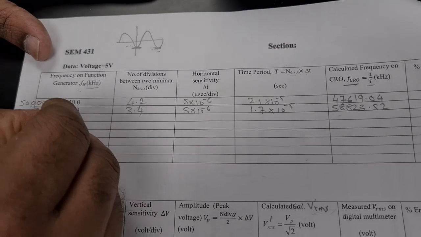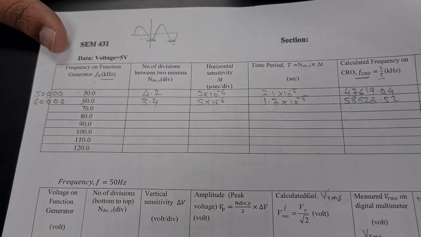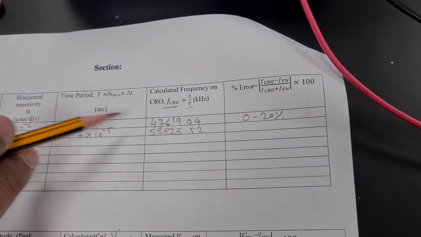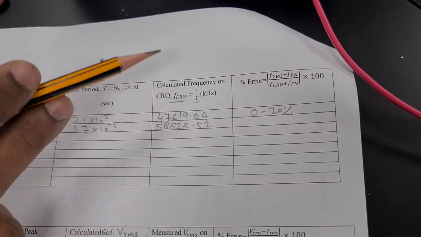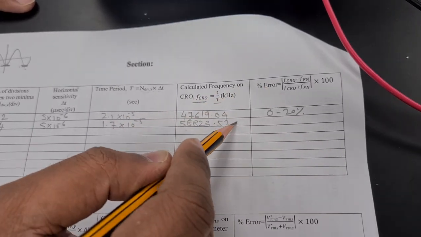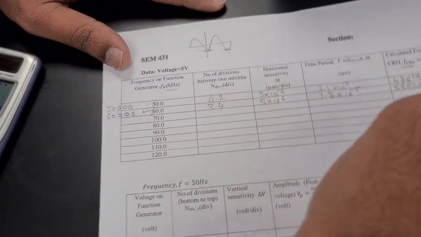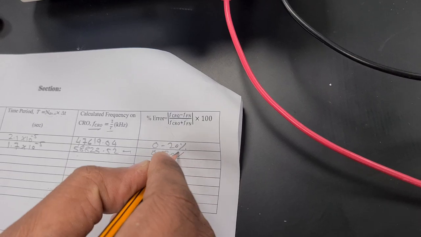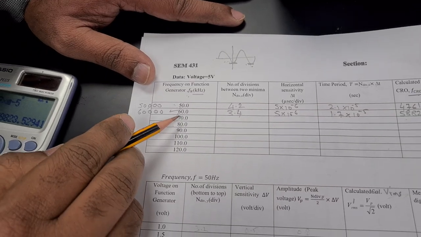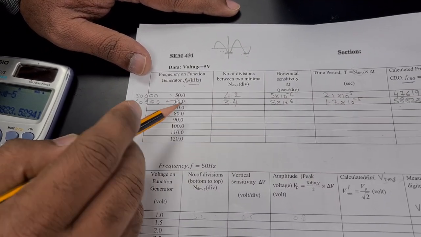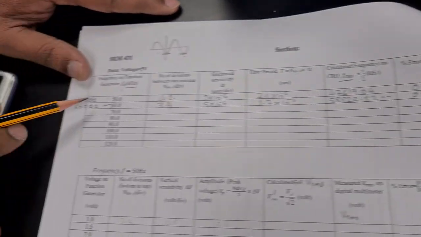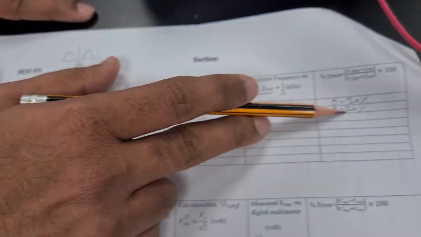60 kilohertz. That means this 60 kilohertz is nothing but 60,000. So 60,000 we apply in the function generator, and when we calculate the time period from the signal, and after that calculate the respective frequency from the CRO, what we observed, my dear, there will be a small difference only. So when you take the error percentage between this and this, your error percentage will be between 0 to 100%. Understand? So in such a way, if you substitute 70 kilohertz, 80 kilohertz, the same or closer value will appear here. So this value must be closer to this value. Then only your error percentage will be between 0 to 20%.